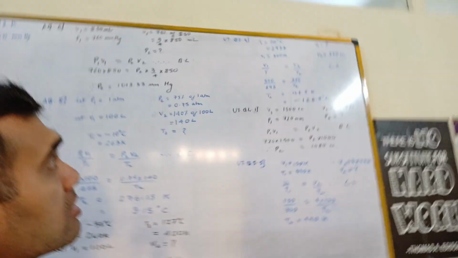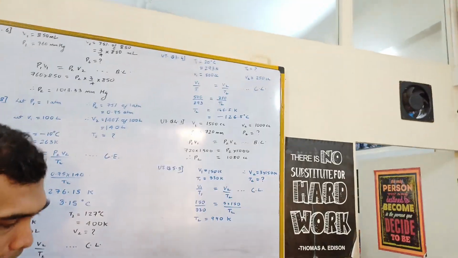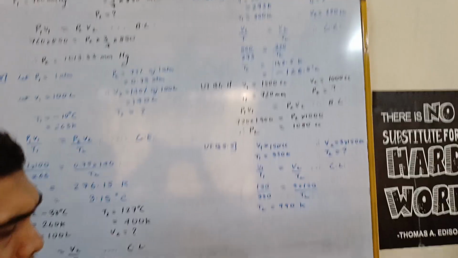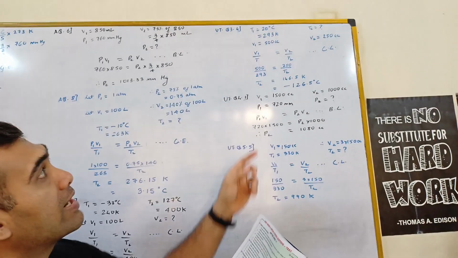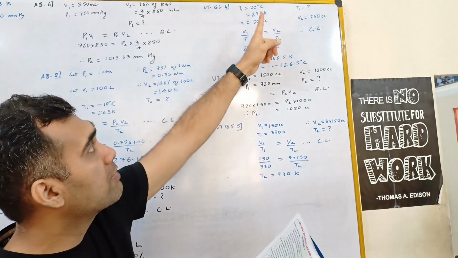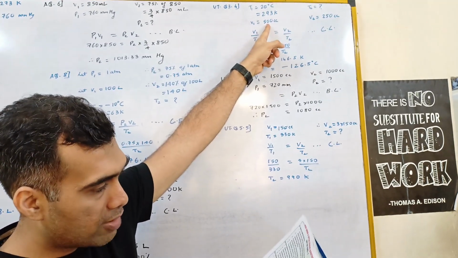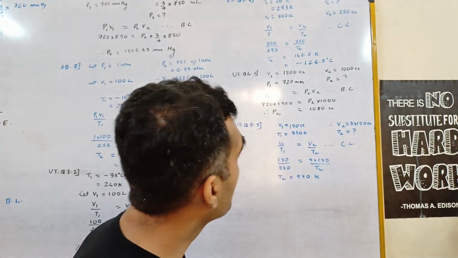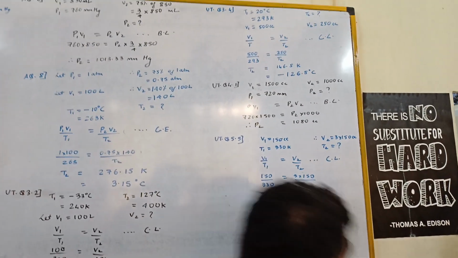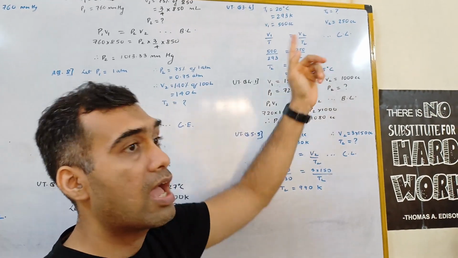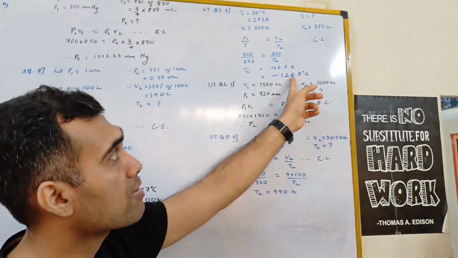Next, question 3.4. Calculate the temperature at which gas A at 20 degrees Celsius, converted to Kelvin, having a volume of 500 cc, will occupy a volume of 250 cc. So what's the new temperature? So again, we'll use the Charles' law here. V1 upon T1 is V2 upon T2. Substitute the values, get the answer in Kelvin, and then convert it to degrees Celsius by subtracting 273.